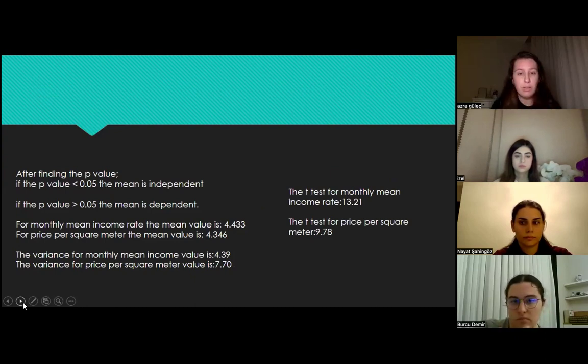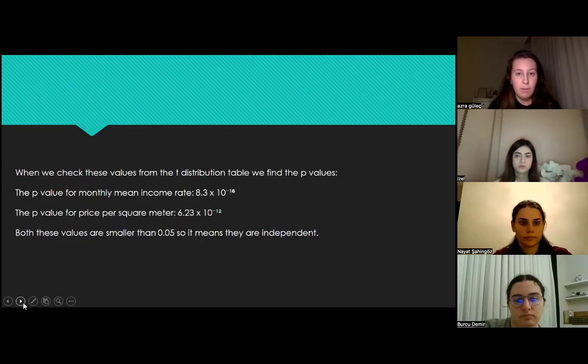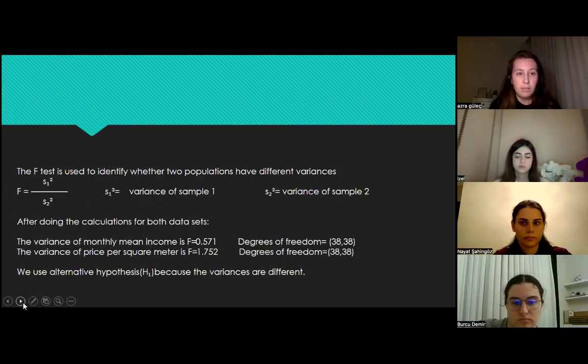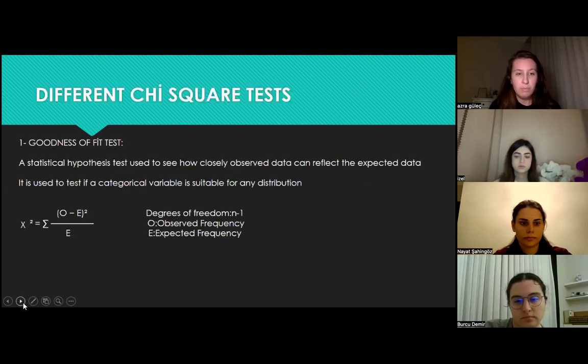When we do the calculations for these values, we can see these results. When we check these values from the t-distribution table, they are smaller than 0.05, so it means that they are independent. The F-test is used to identify whether two populations have different variances. We use the alternative hypothesis because the variances are different. When we do the calculations, we can see the values.